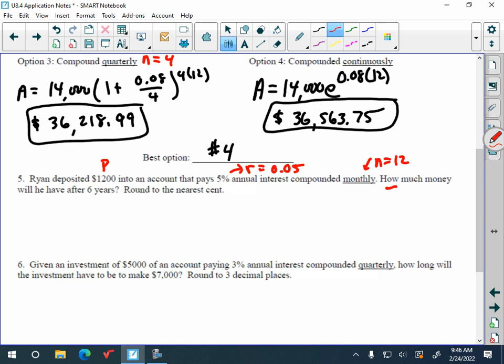We're looking to find how much money is in the account. That's A. How much money is in the account? That's our ending amount. After 6 years, that's T. There we go.